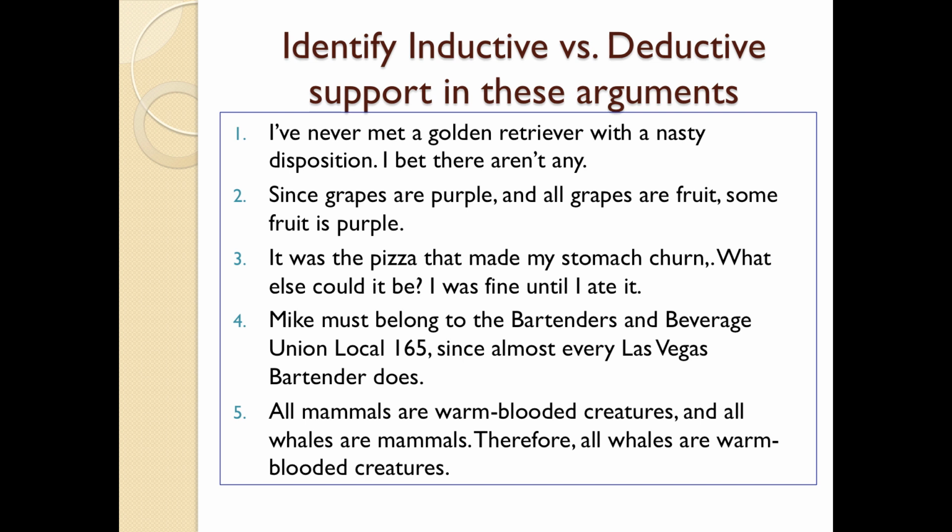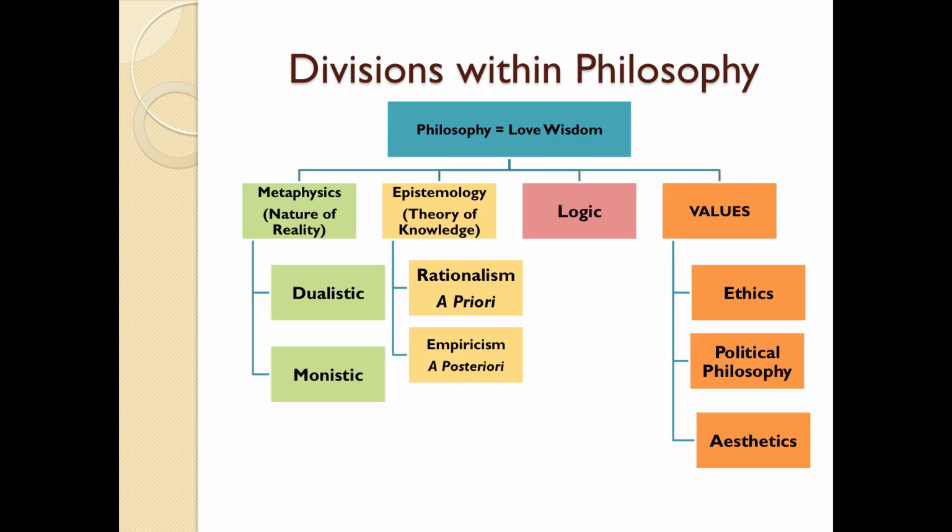So I hope that you see here that 1, 3, and 4 are all inductive. There isn't any way that you could absolutely show that the truth of the premises leads to a true conclusion. There's a probability that it could, but it's not absolute. Whereas 2 and 5 are deductive arguments, because the truth of the premises leads to a true conclusion. Okay.